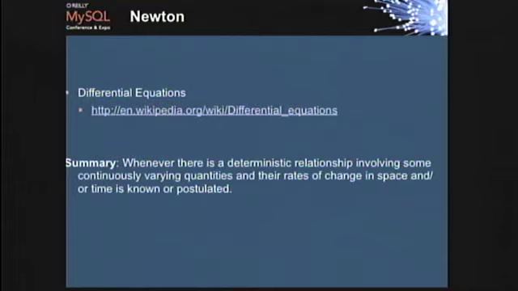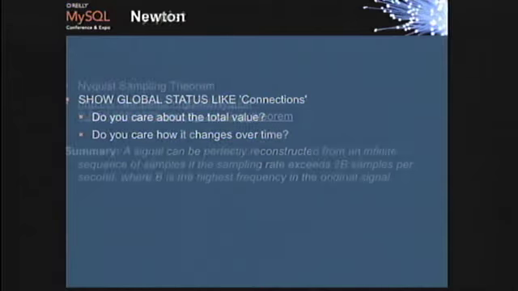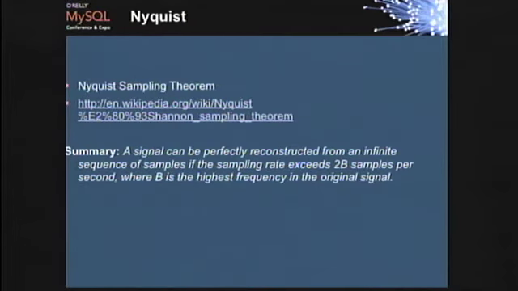The numbers, I think they have different speeds, but the names are first Newton, different equations. When it comes to show status like connections, do you need to know the value or how it changes?